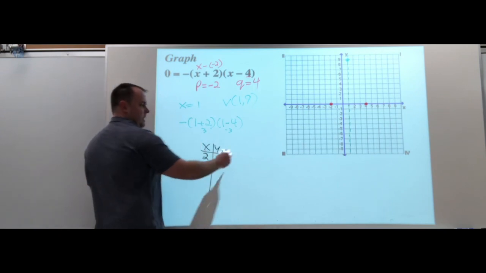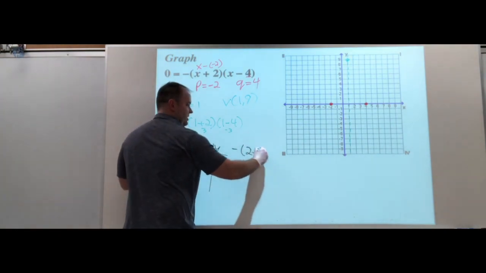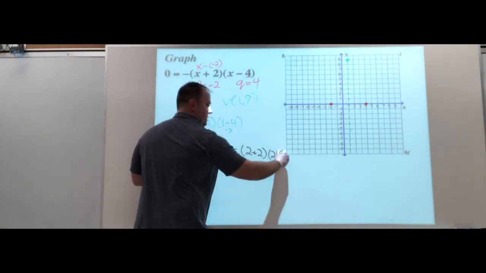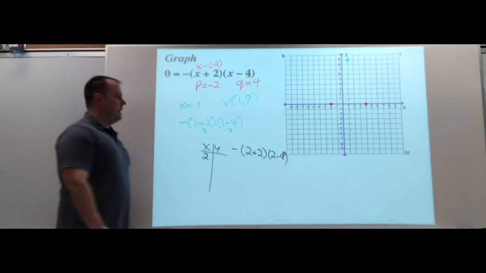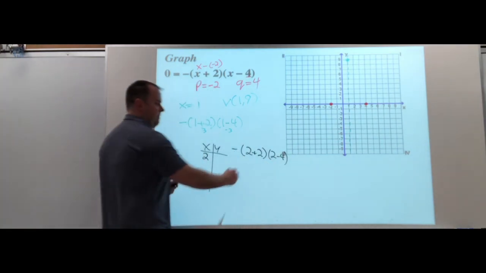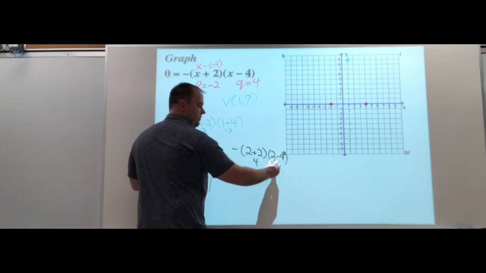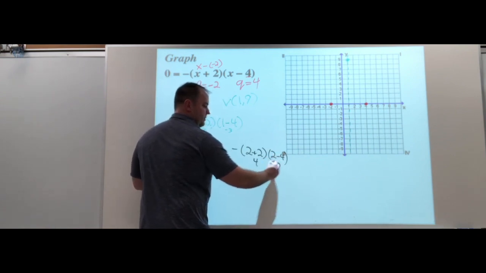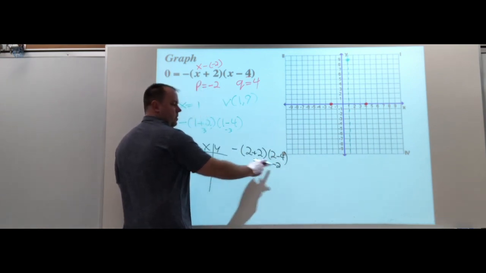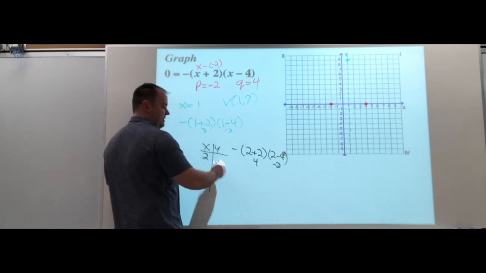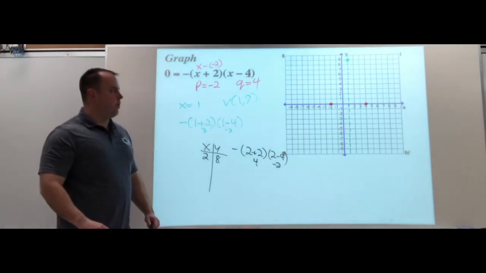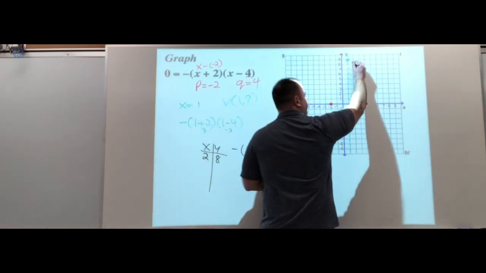And the same work, I'm plugging in. Negative (2 plus 2)(2 minus 4). Okay, and doing this same work, we get 4. 2 minus 4 is, sorry, negative 2. Negative 4 times negative 2 should give us positive 8. And there's our 4th point, (2, 8).